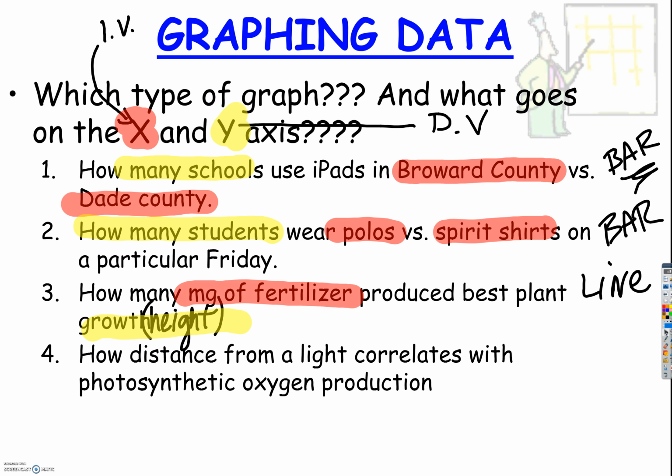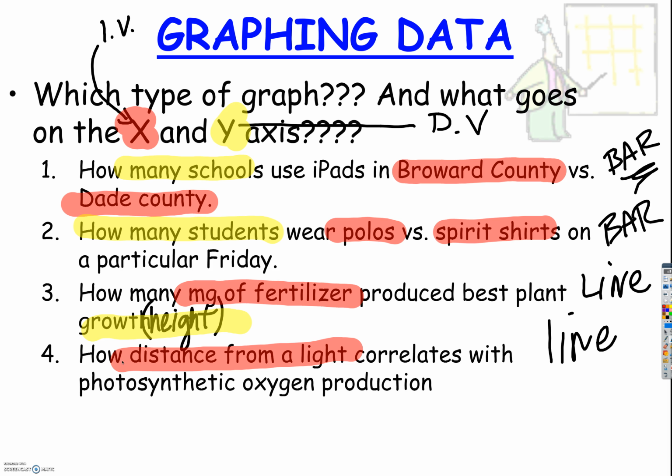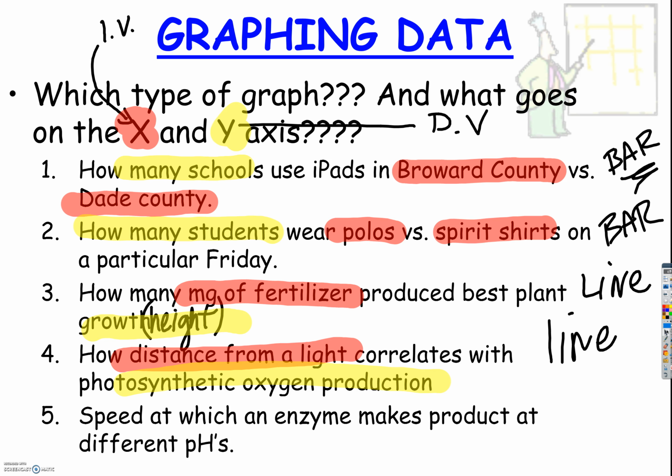Next one, how the distance from light correlates with the amount of oxygen production. Let's assume this is a numerical amount of oxygen production. Would this be a line graph or a bar graph? This would also be a line graph, two numbers, amount of production and distance. Which thing is our x-axis, the distance from the light or how much oxygen they make? Good. Distance from the light is what you are controlling. You will move the plants. The amount of oxygen that they make, that's going to be your dependent variable. So that's your y-axis.